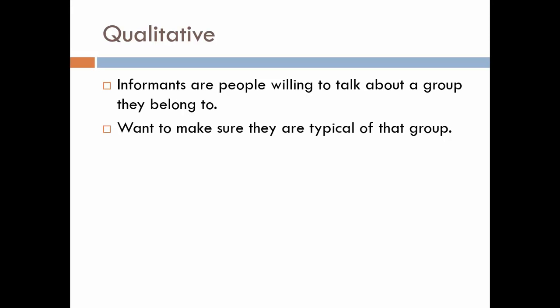Okay, a special note about qualitative studies. In a qualitative study, someone who is willing to talk about their group, the group that they belong to, is called an informant. And when you interview or speak with an informant, you really want to make sure that they're typical of that group and that there isn't something unique about them that is making them want to talk to you. Otherwise your study will be biased. Okay?